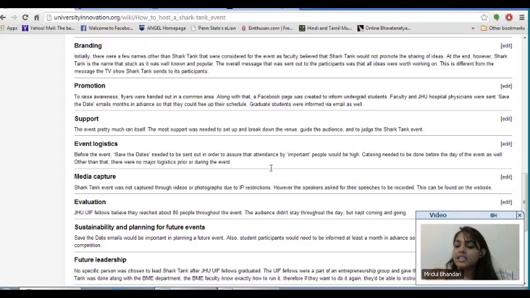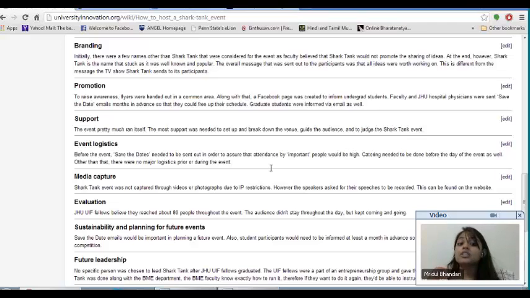And then the catering needed to be done for the day of the event. So that was done beforehand. But other than that, there really wasn't any major logistics. As long as everybody knew where they were supposed to be and just got there, the event ran itself, per se.